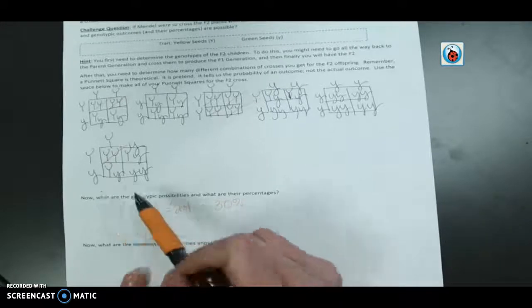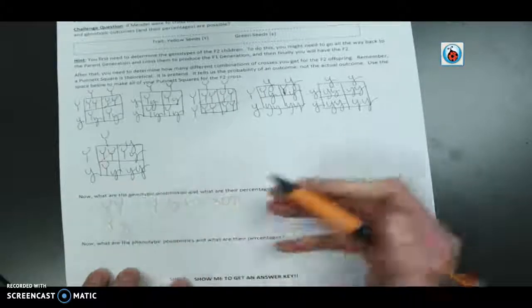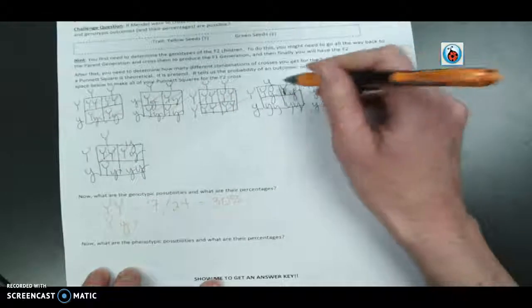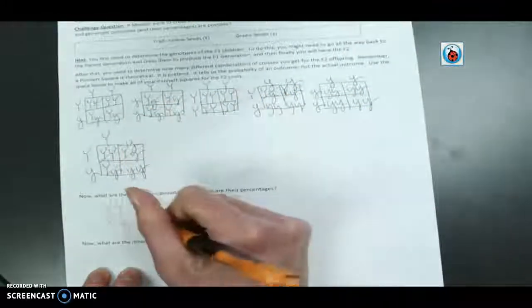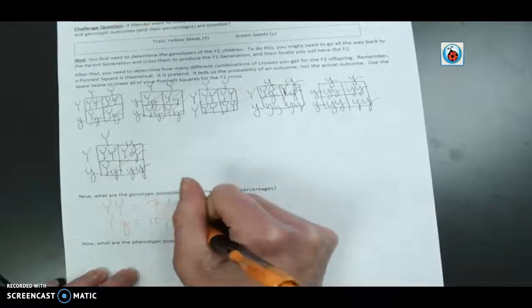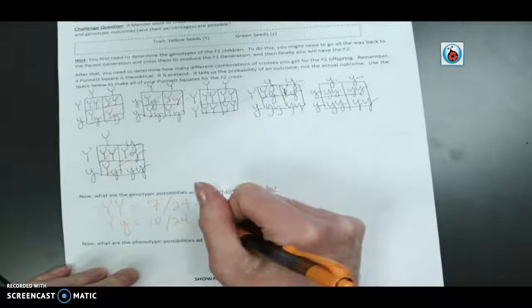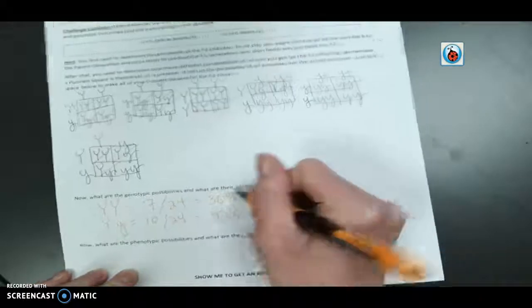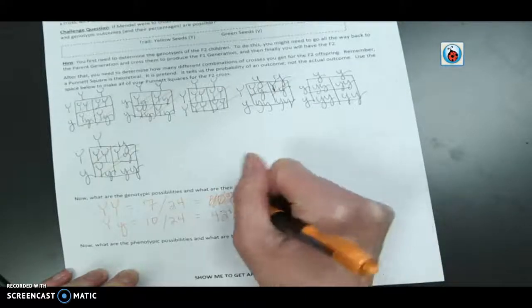Then I see I've got heterozygous that I can do. So I'm going to count those up. 1, 2, 3, 4, 5, 6, 7, 8, 9, 10. So 10 out of 24. That's about 42%. And actually, this number here is closer to 29%. So we're going to go with that.